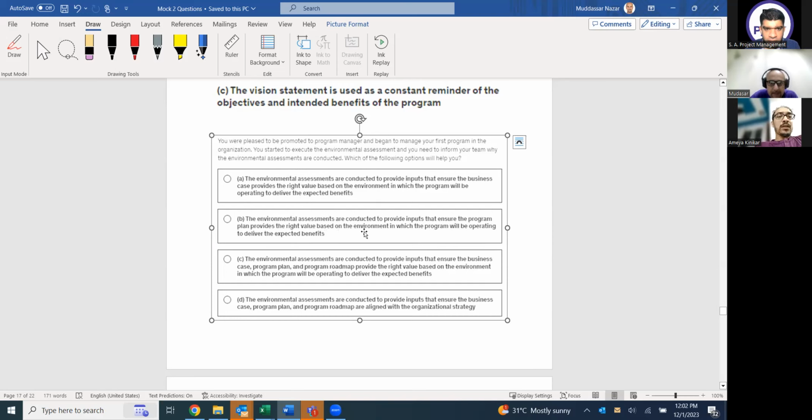The environmental assessments are conducted to provide inputs that ensure the program plan provides the right value based on the environment in which the program will be operating to deliver the expected benefits. Okay. Environmental assessments are conducted to provide inputs that ensure the business case, program plan, and program roadmap provide the right value based on the environment in which the program will be operating. This is a better option. The environmental assessments are conducted to provide inputs that ensure the business case, program plan, and program are aligned with the organizational strategy. What did you select?